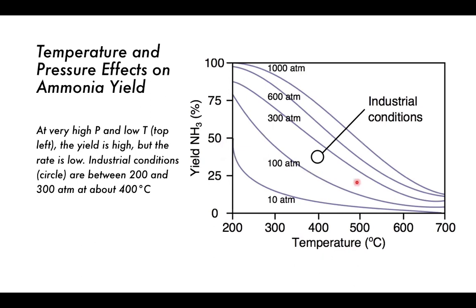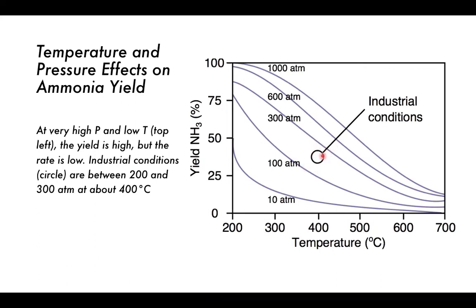But the problem is that it takes too long. So at very high pressure and low temperature, the top left, we have a high yield, but the rate is too slow. So it takes too long to produce the ammonia. So we have a sweet spot here, like a kind of compromise between all of these different temperature, pressure, yield, which is around about 40% yield, which is around about 400 degrees Celsius, about 200 atmospheres or 300 atmospheres.